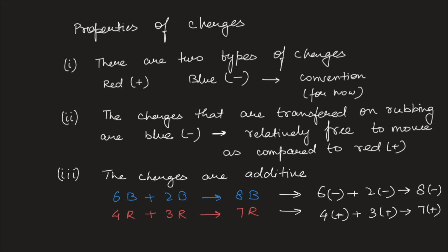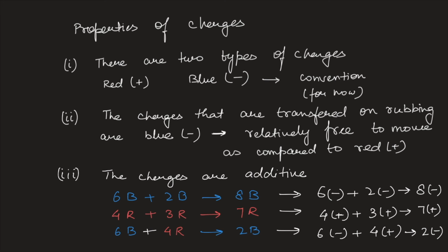But what if there are blue charges and red charges? So let's say if you have 6 blue plus 4 red charges, then the overall charge that you're going to have is 2 blue. And why is that? That is because you have 6 negative charges plus 4 positive charges, and since you are adding positive and negative, you'll have -6 and +4 simply as you add it on a number line. So you will have 2 negative charges.